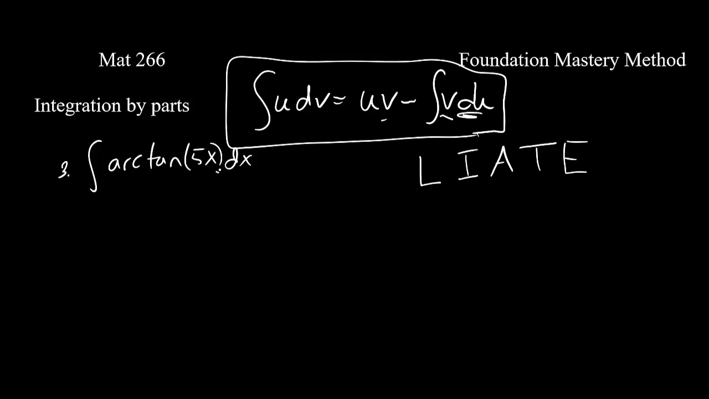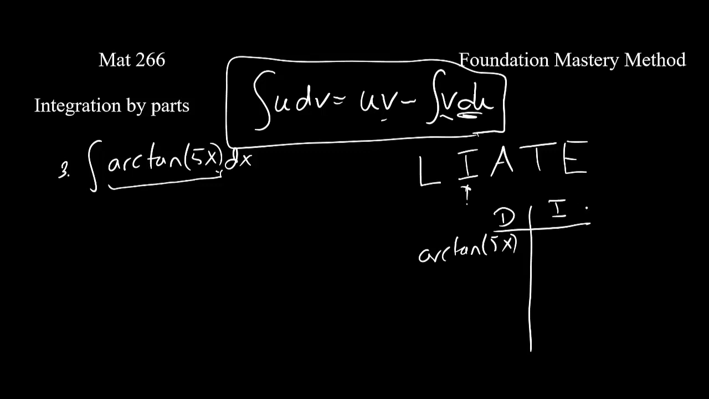LIATE. So here we're integrating an inverse trig function, and we don't have anything else, so we're going to put in the derivative column of our shortcut table the arctangent of 5x. So what do we put in the integral column? Well, in this case, all we have left is dx, or 1 times dx, so we put in a 1 here. Now we take the derivative in this column.